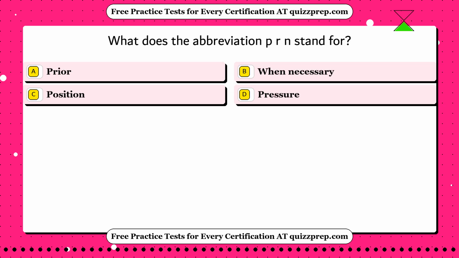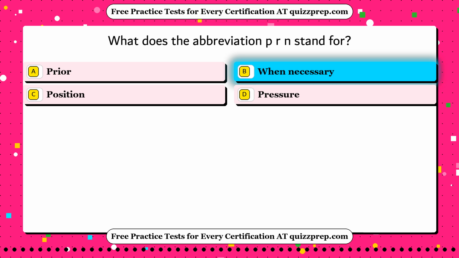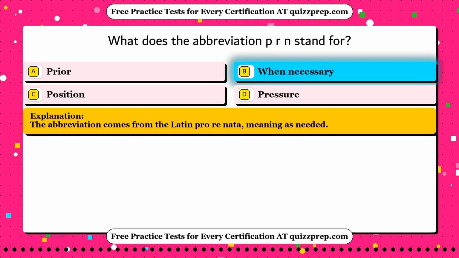Question 95. What does the abbreviation PRN stand for? Option A, prior. Option B, when necessary. Option C, position. Option D, pressure. The correct answer is option B, when necessary. The abbreviation comes from the Latin pro re nata, meaning is needed.